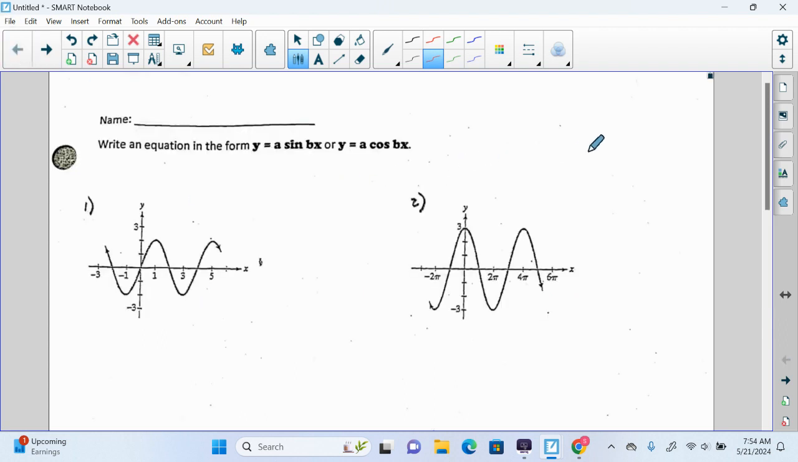But the first thing to do, what I would recommend, is look at this first one: it is going to be a sine curve, because it starts at 0, 0. The amplitude is 2, so we know the number in front of the sine will be 2 sine. Now, the question is, is it just x? Is it 2x? Is it 3x? Something like that. We've got to figure that part out.